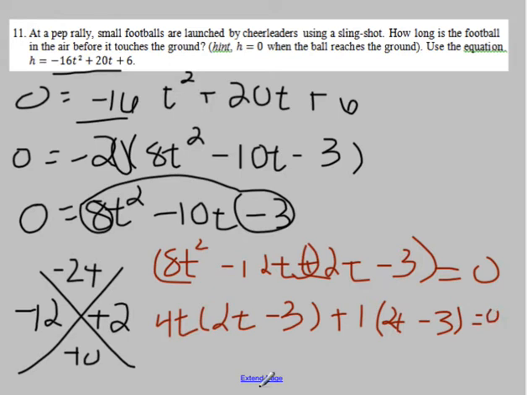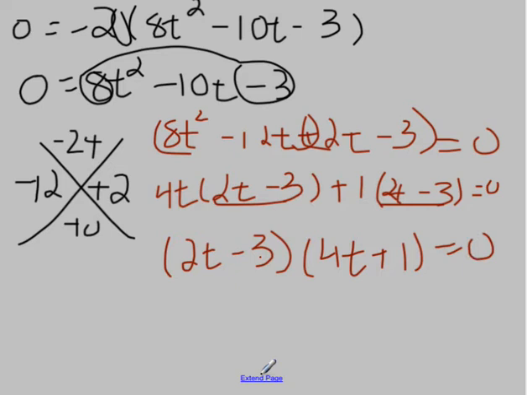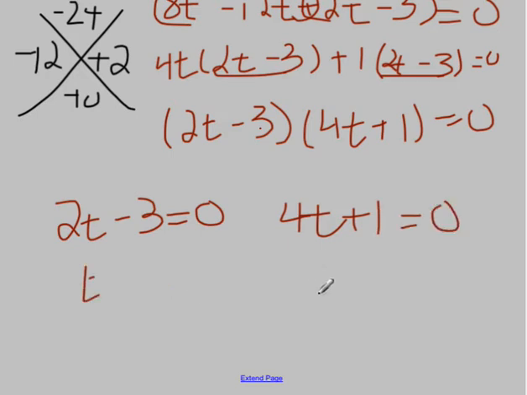So then again, here I notice that my leftovers are matching, so I can go ahead and factor out those leftovers. So I have 2t minus 3, and then I have 4t plus 1. Now I can set each of those factors equal to 0. So then I have 2t minus 3 is equal to 0, 4t plus 1 is equal to 0. I'm just going to solve this in my head. Here you end up getting 3 halves, and here you end up getting negative 1/4.